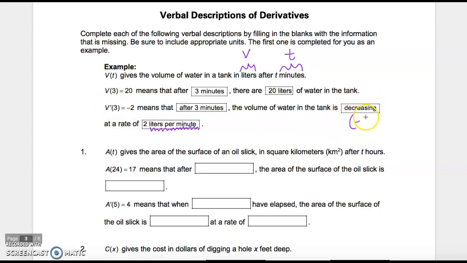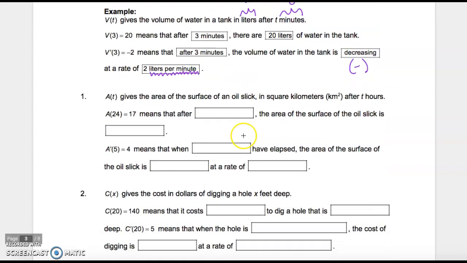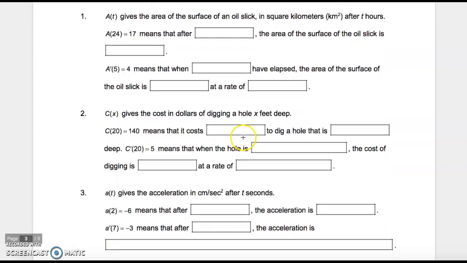So writing this word takes into account the negative, and so then it's decreasing at a rate of 2 liters per minute implies that it is a negative rate, negative 2. Okay, if we wrote increasing, then that would mean positive. Let's do a couple examples.